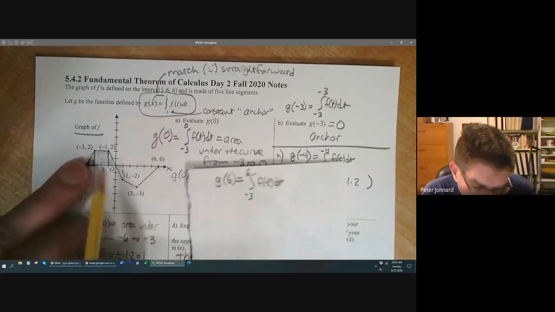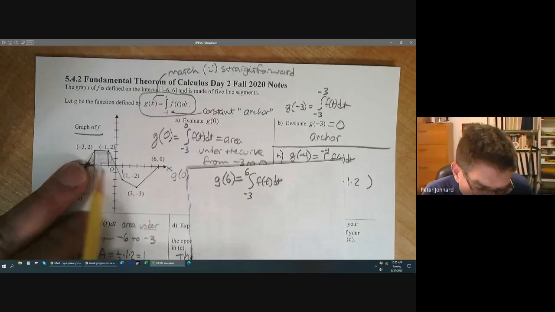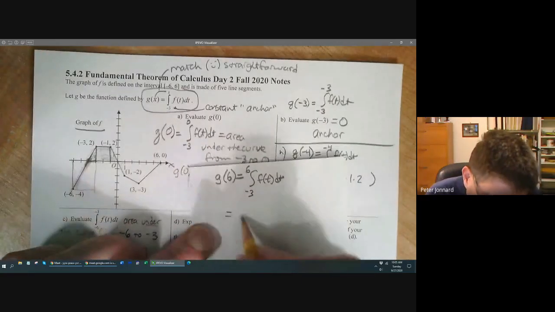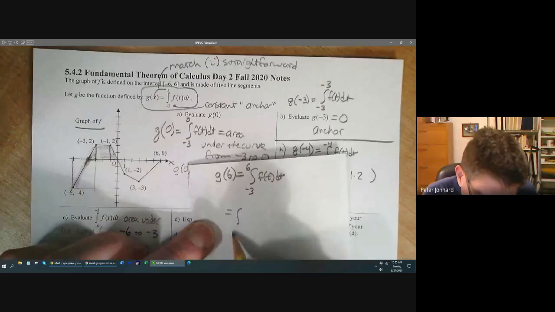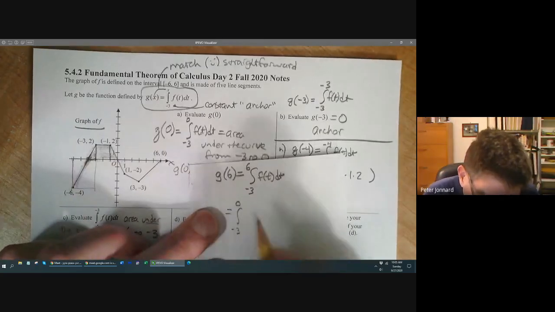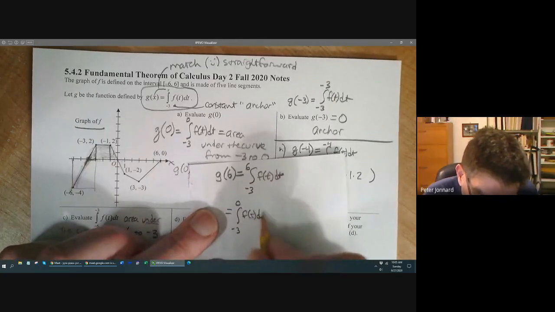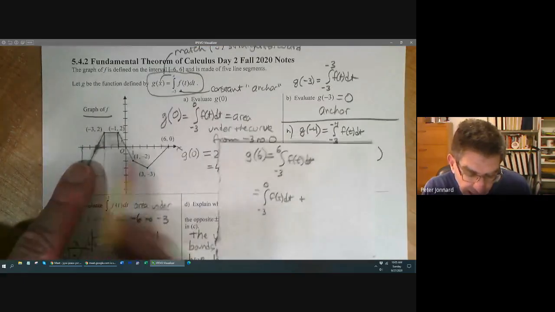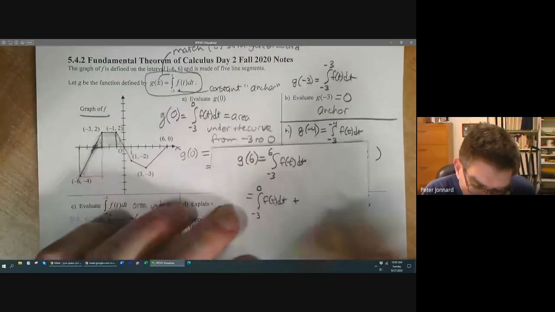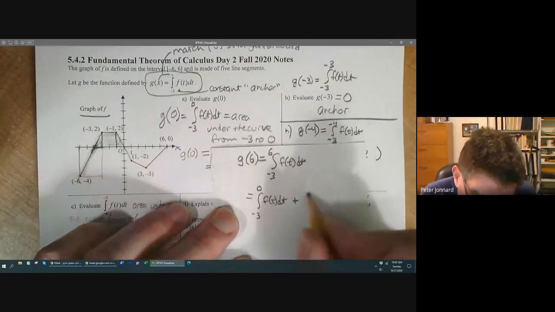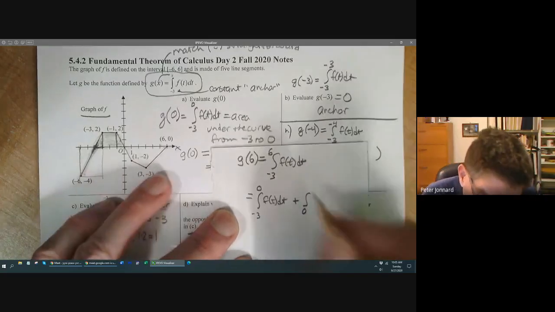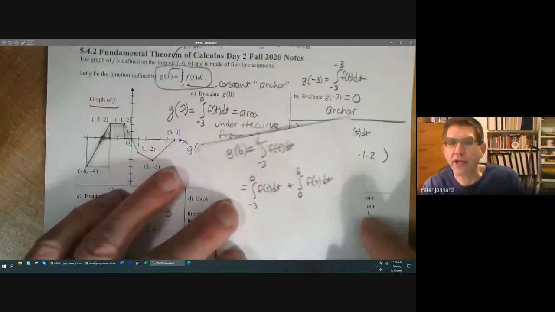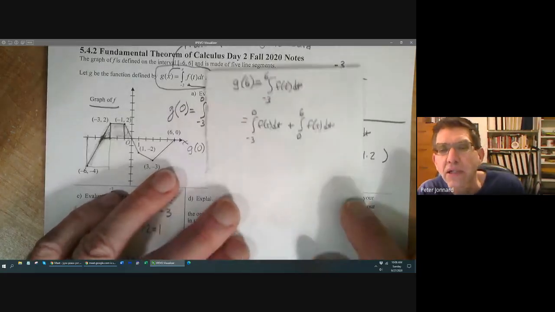Well, fortunately, I've already evaluated this from -3 to 0. And so what I'm going to do is break this down into pieces. I'm going to integrate from -3 to 0 of f of t dt, just to make my life easier. You don't have to do it this way. You can just add all these areas together, add this one, subtract those. But I've already evaluated this one, plus the integral from 0 to 6 of f of t dt. So this is just one way of going about dealing with this, okay?